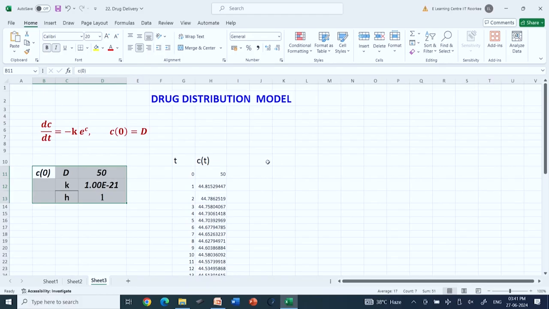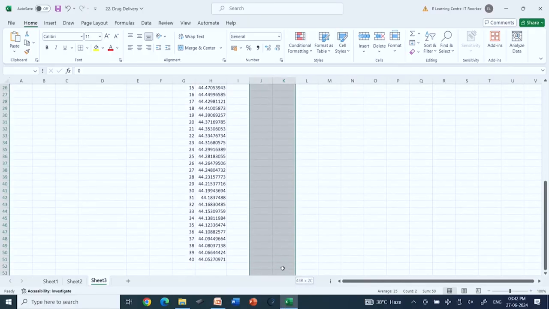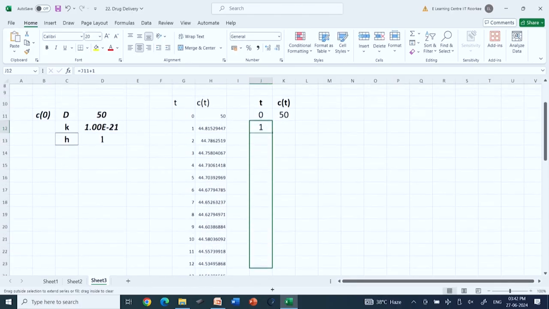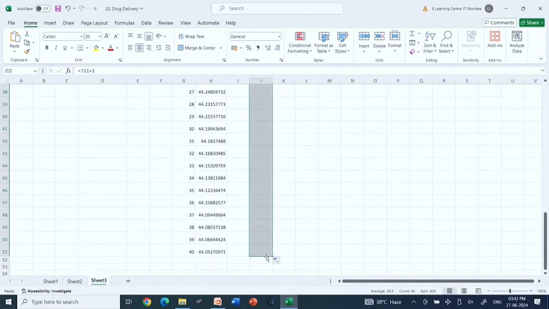So, again we have this C, the time, the concentration. We increase their font size, make it bold, and this is 0 and this is 50. Just quickly make them 20. That's fine. So this first we increase them by 1 plus 1 and then drag them to the 40 values.